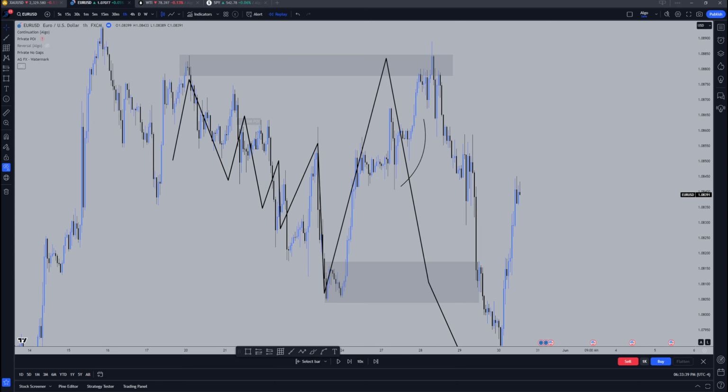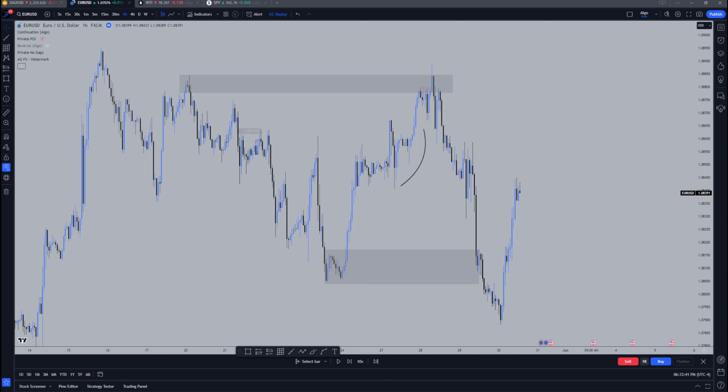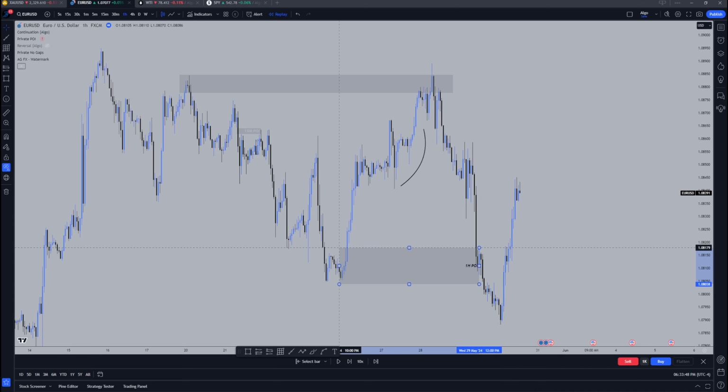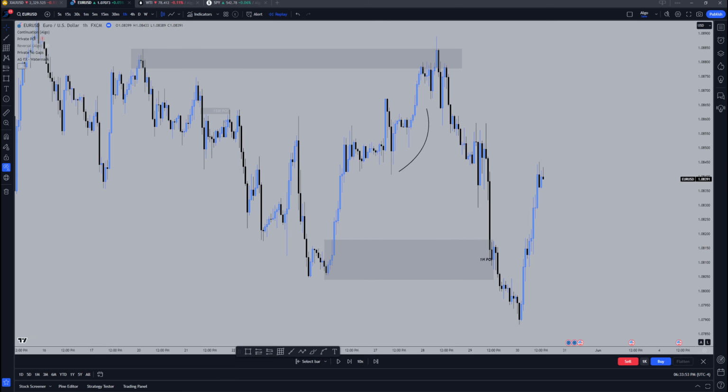So my draw on liquidity, your draw on liquidity, is either internal or external. For me, on high time frame, I can use both. This is an internal high time frame draw on liquidity on the 1 hour. Let's see how big this POI is. This is pretty good size for a high time frame POI.